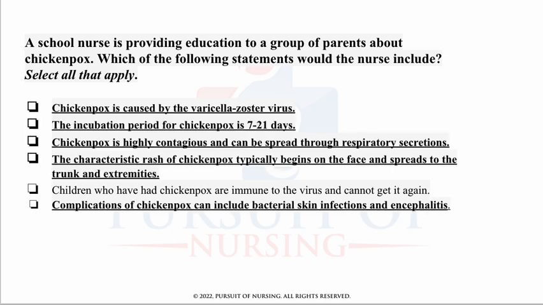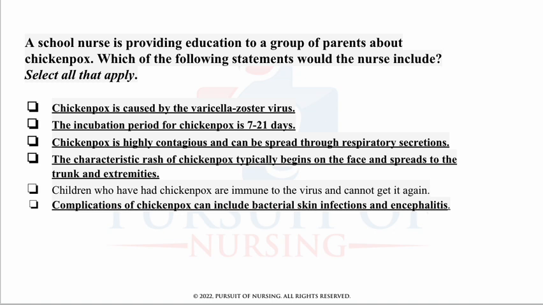All right, so chickenpox is a highly contagious viral infection caused by the varicella zoster virus. The incubation period for chickenpox is 7 to 21 days. Chickenpox is highly contagious and can be spread through respiratory secretions and then also contact with contaminated surfaces. The characteristic rash of chickenpox typically begins on the face and then spreads to the trunk and the extremities.